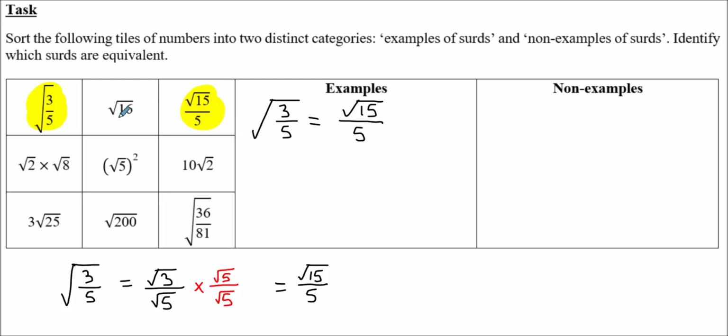In the middle, at the top, we've got root 16. The square root of 16 is 4, which is a whole number. So root 16 is definitely not an example of a surd.